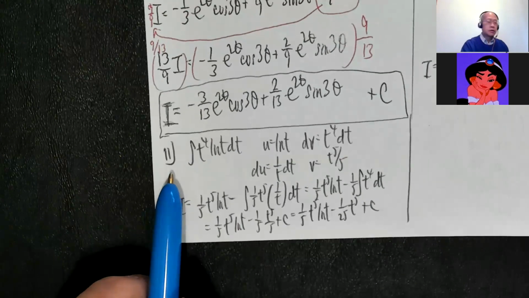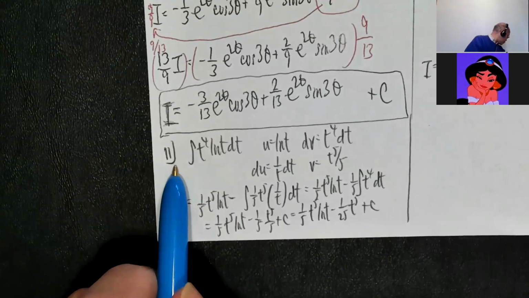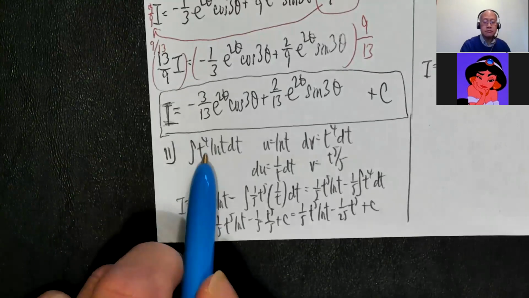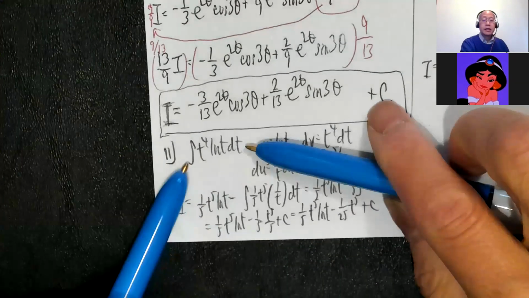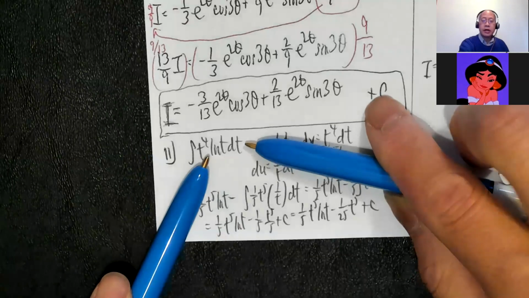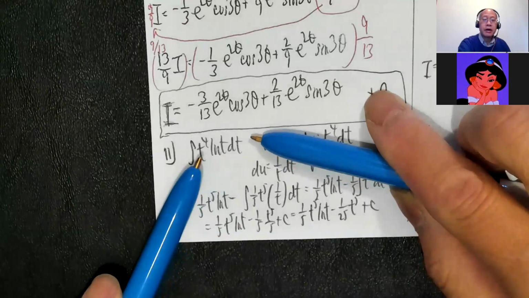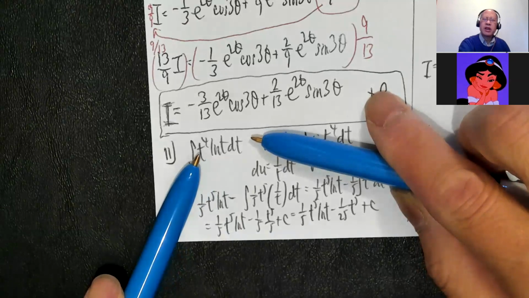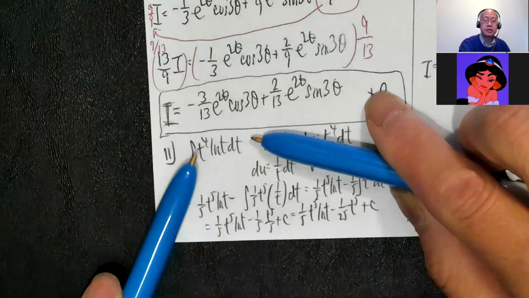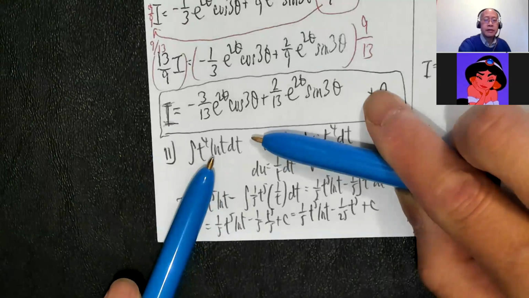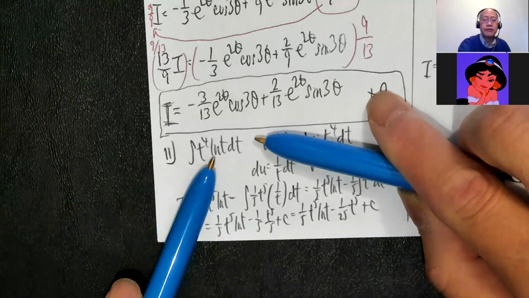Okay, number 11. Integral of t to the fourth ln t dt. The game I want to play here, or you should think to yourself also, is integration by parts. And by the way, you say, how do you know to integrate by parts? Quite often it's when you have a product, something times something. But think about ln.